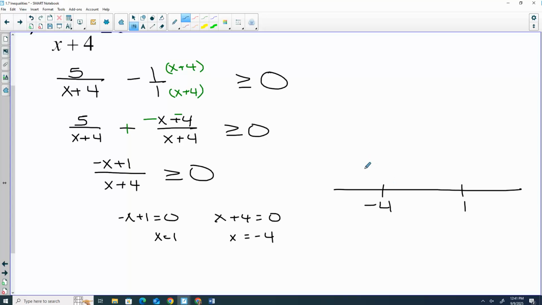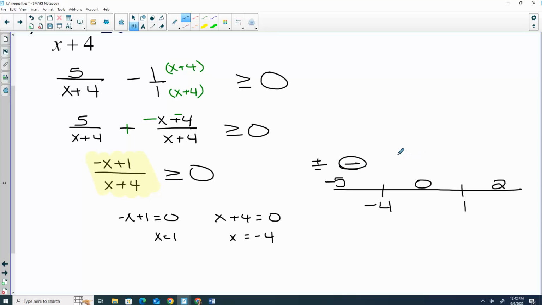Now we create our sign line. Smaller than negative 4, so maybe a negative 5. In between negative 4 and 1, maybe a 0. Bigger than 1, maybe 2. And I am plugging these things in right here. So if I put in negative 5, the opposite of negative 5 would be 5. So 5 plus 1 is positive. Negative 5 plus 4 is negative. A positive and a negative.